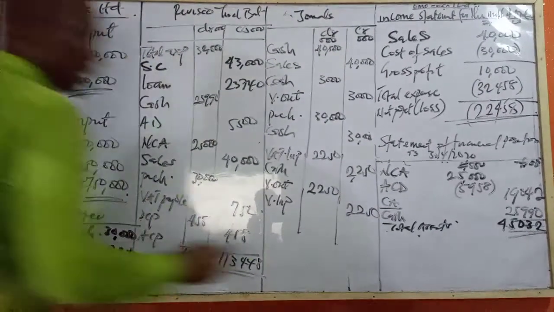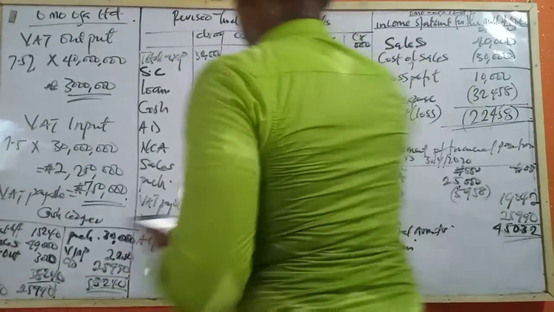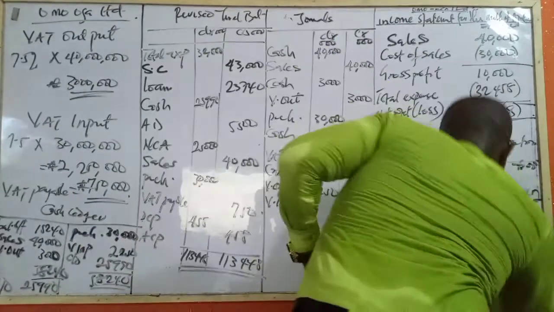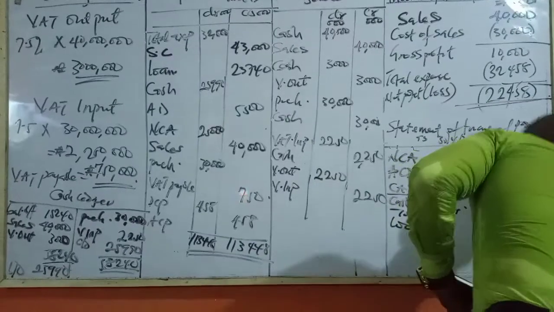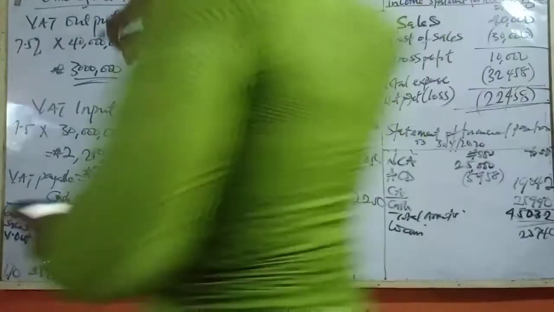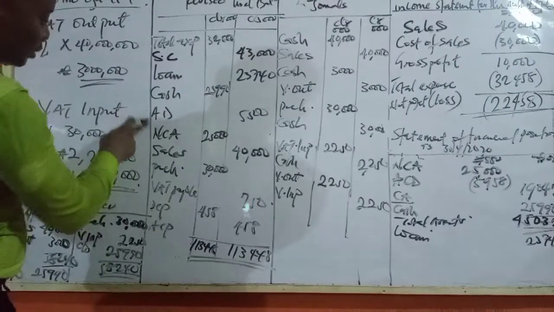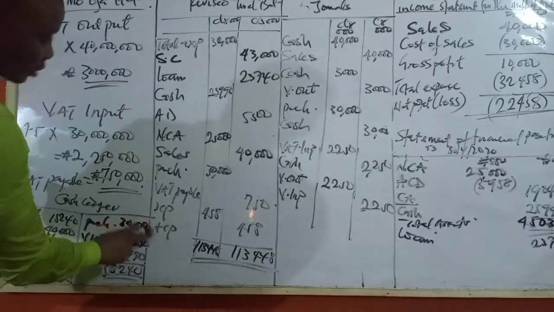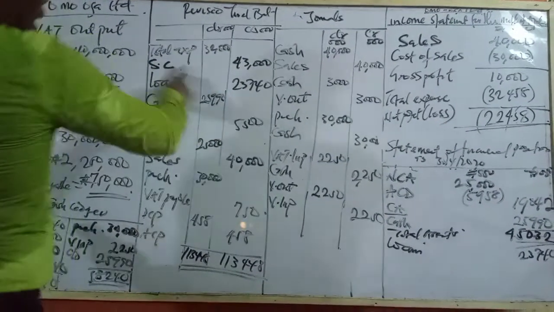I can see loan. What's our loan there? Loan is 23,740. So we have 23,740 for loan. So what's the next liability item there? Okay. What do you call it now? Share capital is 43 million.